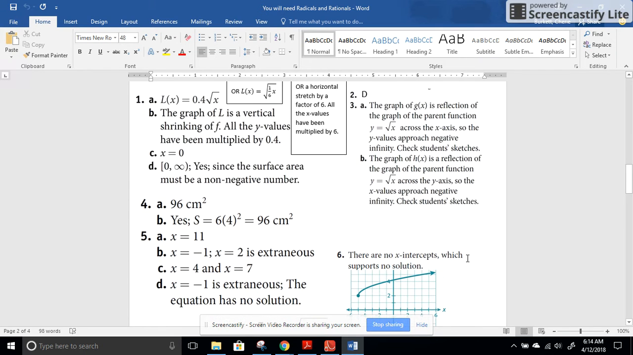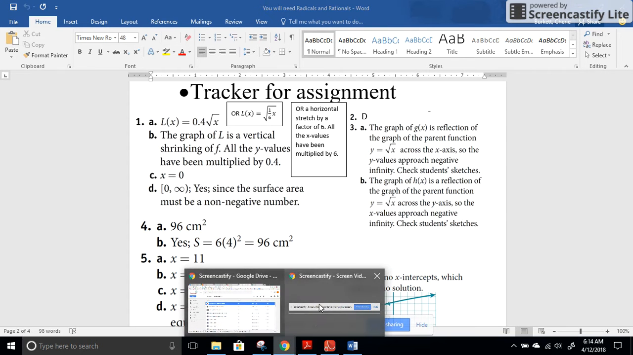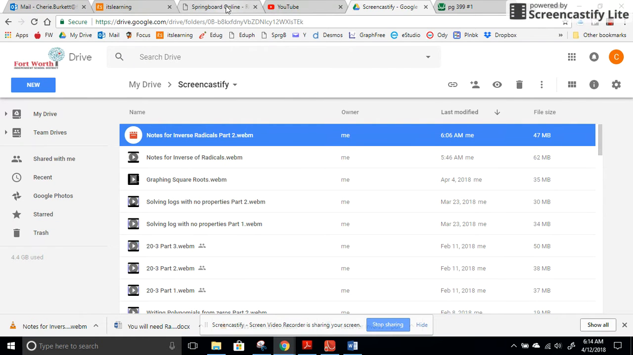So here are the answers. I'll scroll it so that you can see all of them. I want to talk to you about this first answer because according to the Springboard book, and let me see if I still have it open.